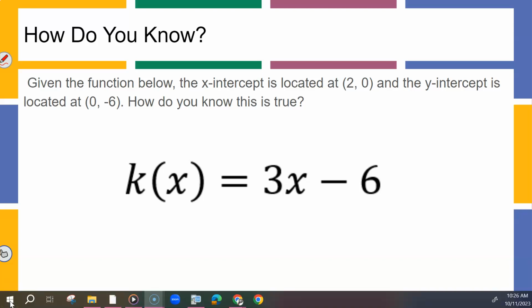Was anyone able to figure out how we could figure out that these were the x and y intercepts? If I was trying to figure out the x and y intercepts in general, what could I do? What could I do to figure out the intercepts of this?